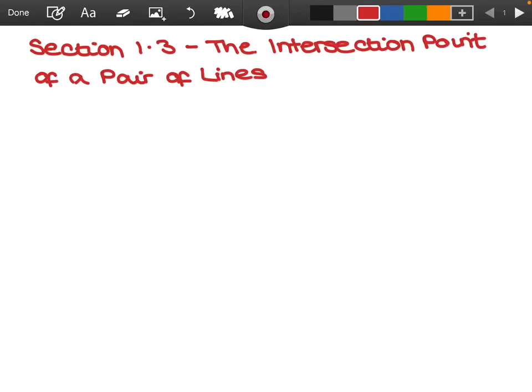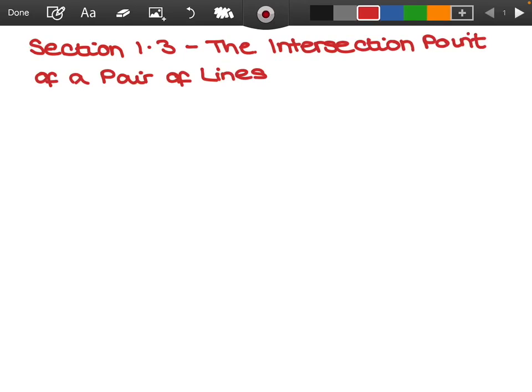In today's video, we're going to look at section 1.3, which looks at the intersection point of a pair of lines. So if we are given a pair of lines, an obvious question to ask is, where do they intersect? So we have looked at perpendicular lines, which obviously intersect, and they intersect at a right angle. Parallel lines obviously never intersect, but a lot of other lines will just randomly intersect at different angles. And the question is, where do they actually intersect?